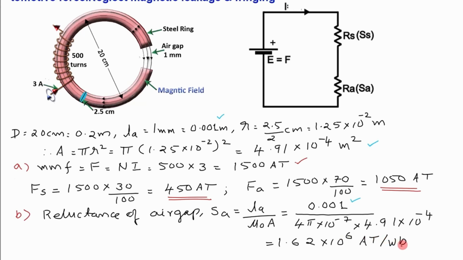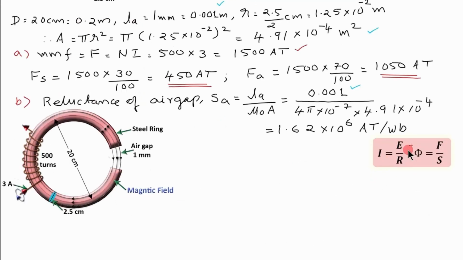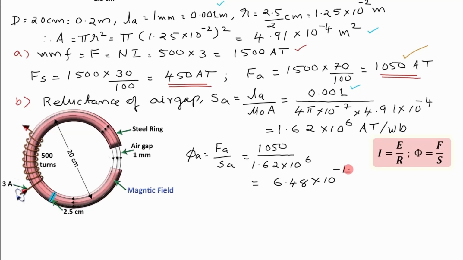We know that in an electric circuit I is equal to E by R. Similarly, in magnetic circuit, flux phi is equal to F by S. Thus, for air gap, flux phi A is equal to FA divided by SA, that is equal to 1050 divided by the SA we found out, 1.62 into 10 raised to 6. This is equal to 6.48 into 10 raised to minus 4.